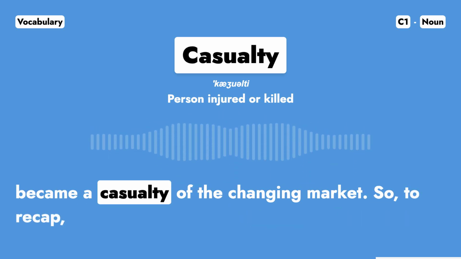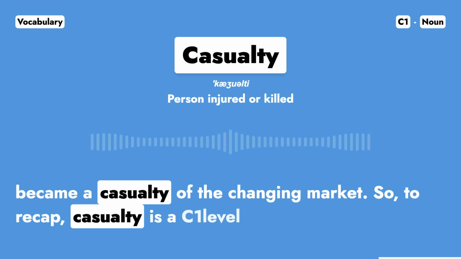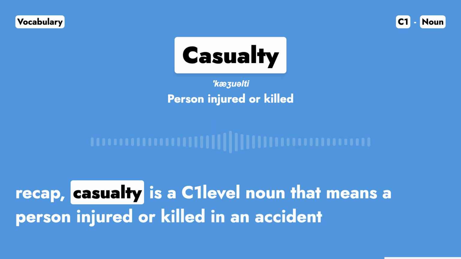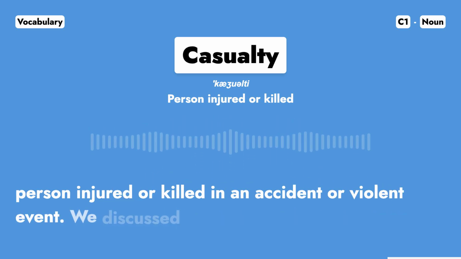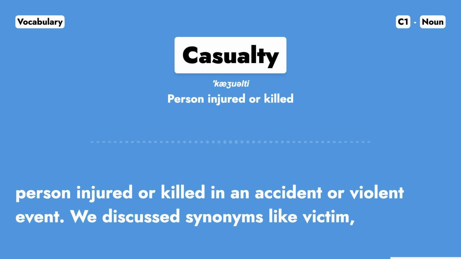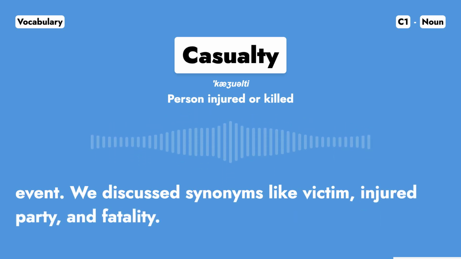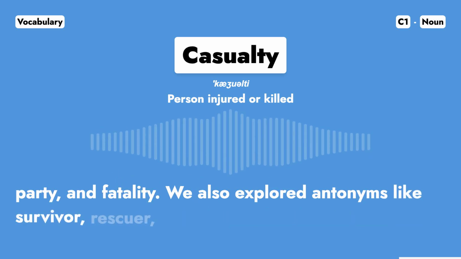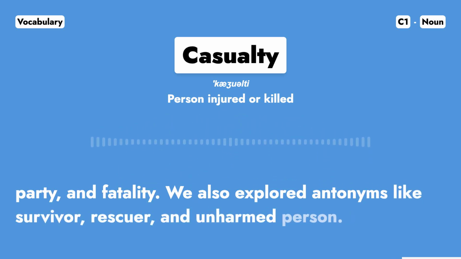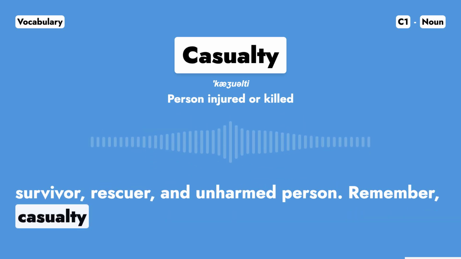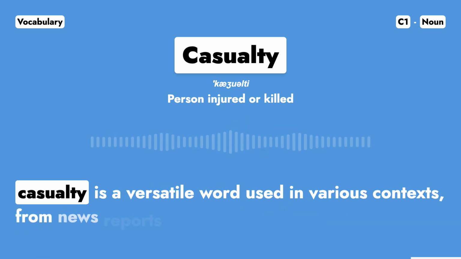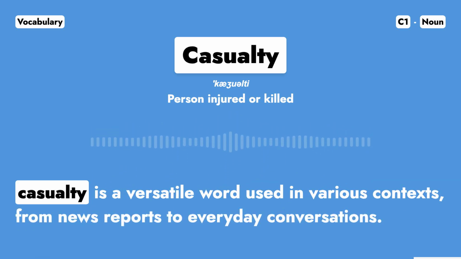So, to recap, casualty is a C1 level noun that means a person injured or killed in an accident or violent event. We discussed synonyms like victim, injured party, and fatality. We also explored antonyms like survivor, rescuer, and unharmed person. Remember, casualty is a versatile word used in various contexts, from news reports to everyday conversations.